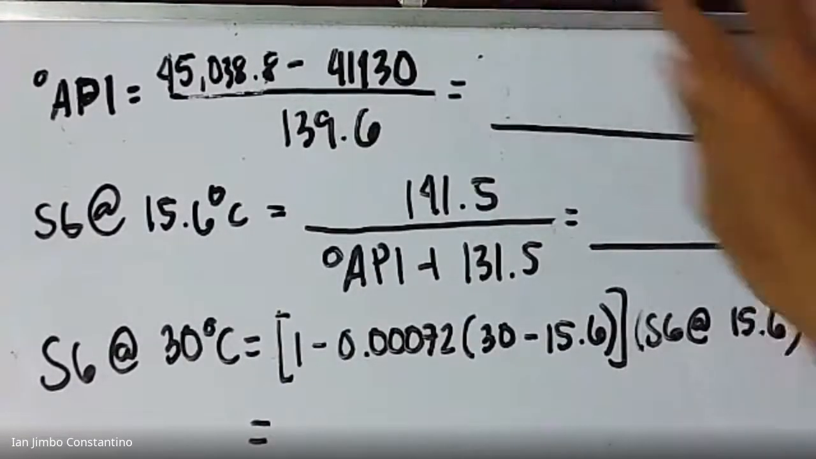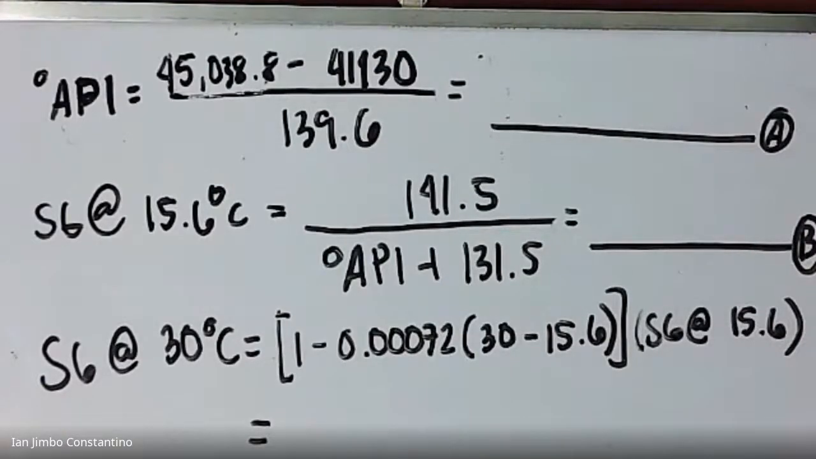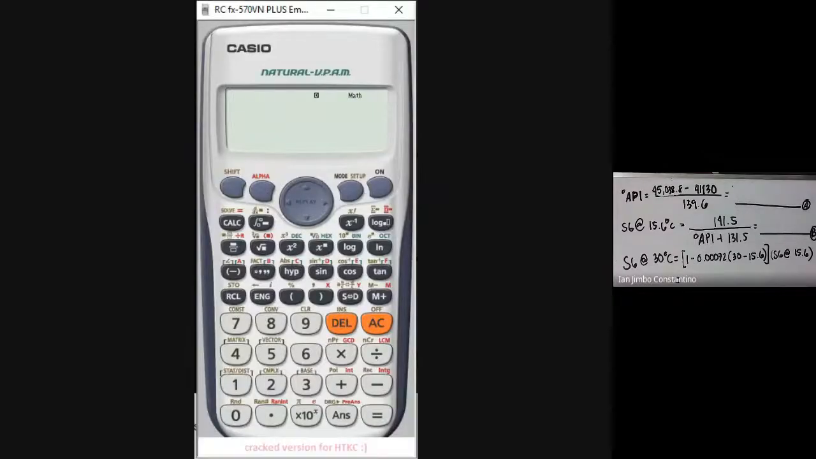Okay. Mr. Tagupa, let us see. So, let us get back with our calculator. Okay, so that's clear. Let us solve. First, we will solve for API. So, API is 45,038.8 minus 41,130, divided by 139.6.